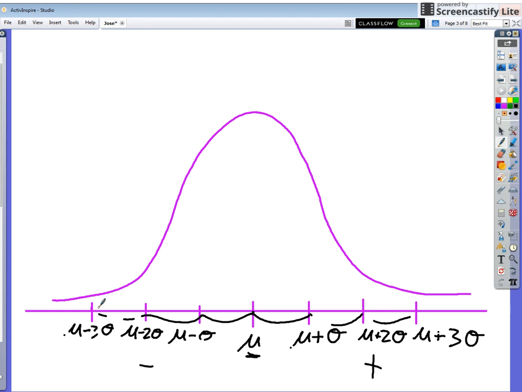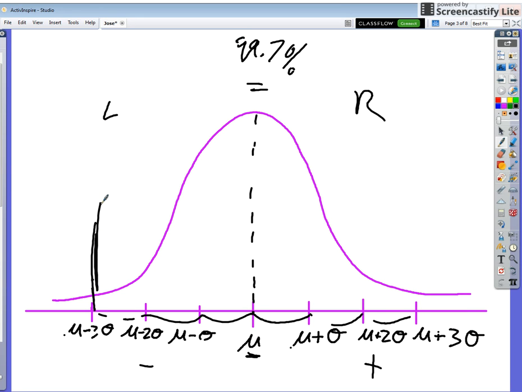Some properties we need to look at: it's continuous, so there's no discontinuity, as we can see there. It's also symmetric, so from the mean, which is the middle, we can draw a line, and the left would equal the right. The median is equal to the mode, and nearly all of the distribution, about 99.7%, is within three standard deviations. So from here to here would encompass 99.7% of our data.